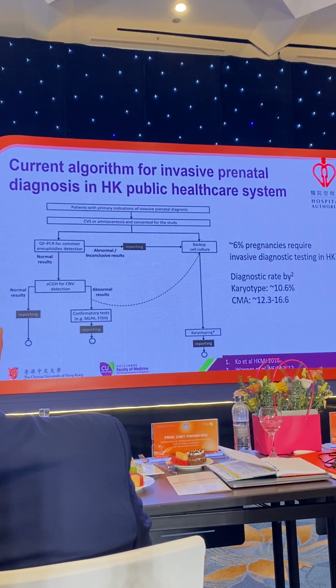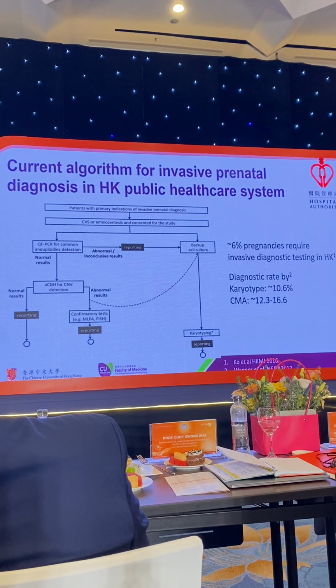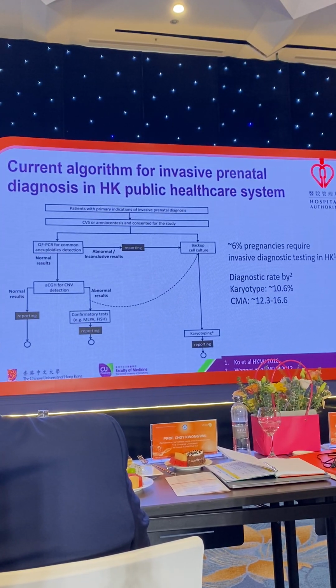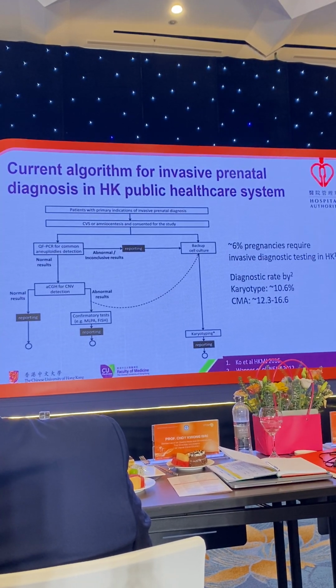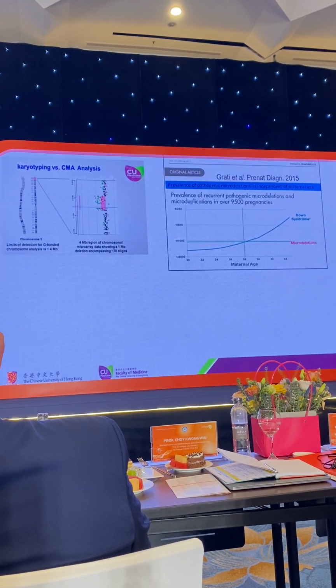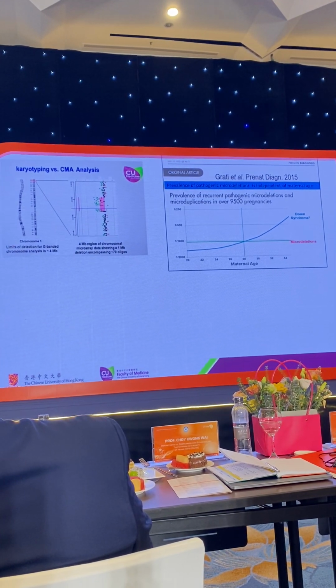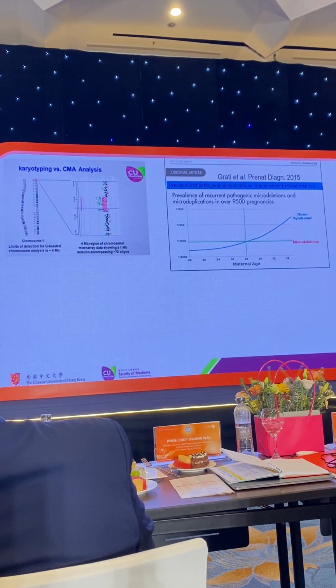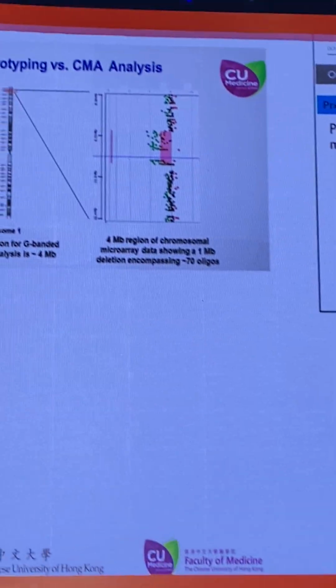So both the turnaround time as well as the diagnostic yield have been enhanced by CMA. So that's why in 2019, in Hong Kong, we started to implement these new algorithms. Okay, so with this algorithm, the main argument why we want to do chromosomal microarray is, first, compared to karyotyping, we have a better resolution, about 50 times more.